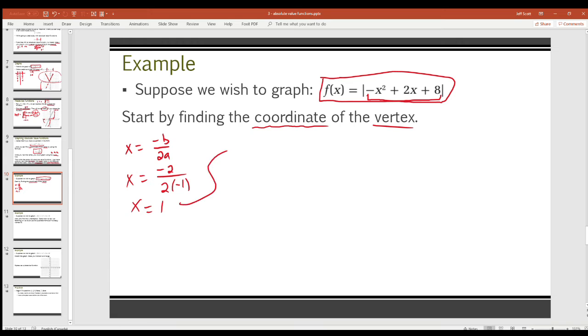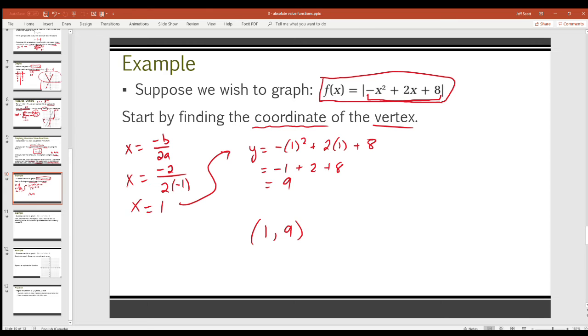Let's use that to find the y value. And again, I will reiterate, we're just using this with the original quadratic inside because we are going to flip any negative portion of our graph once it's all said and done. So ignoring our absolute value bars, we could say y equals negative 1 squared plus 2 times 1 plus 8. This is going to become negative 1 squared, which is just negative 1, plus 2 plus 8, which gives us 9. Therefore, our coordinate of our vertex is the point (1, 9). And this is going to serve as a very useful coordinate for helping us actually graph the whole thing.